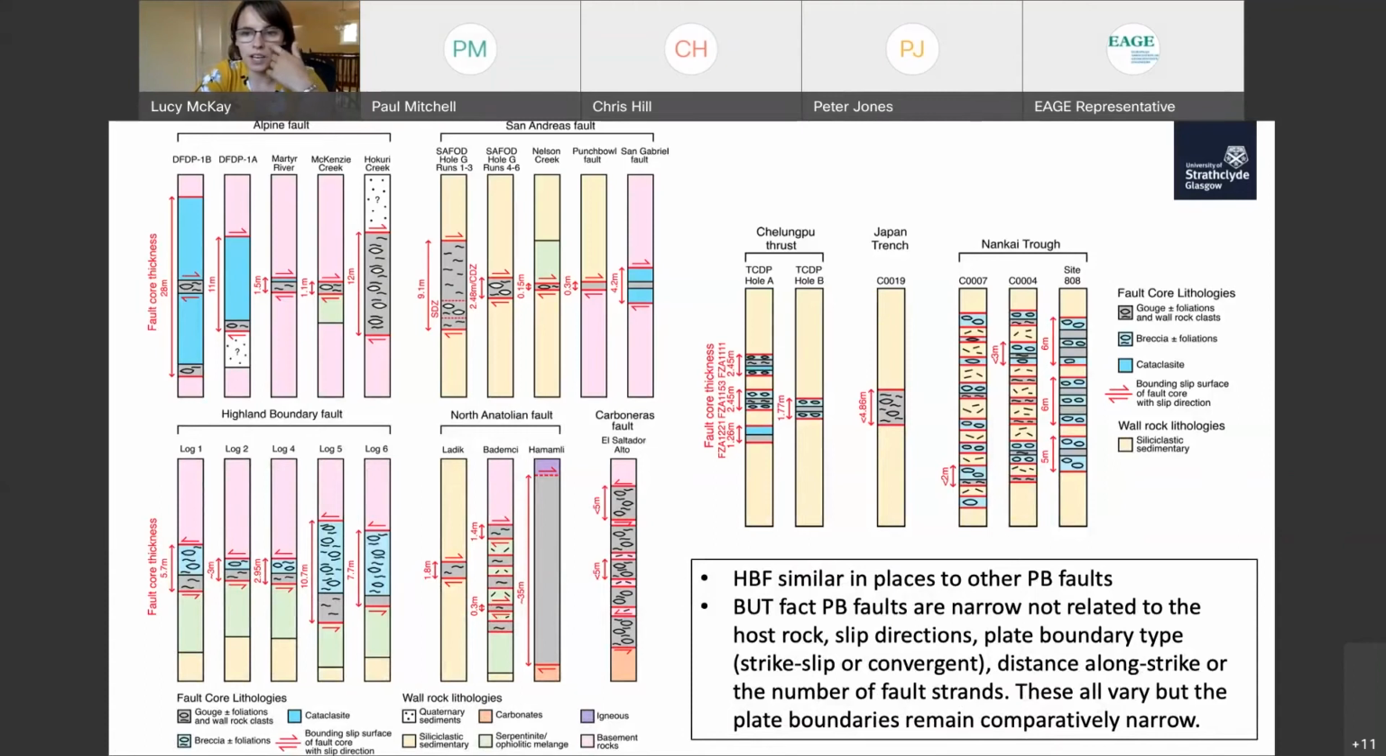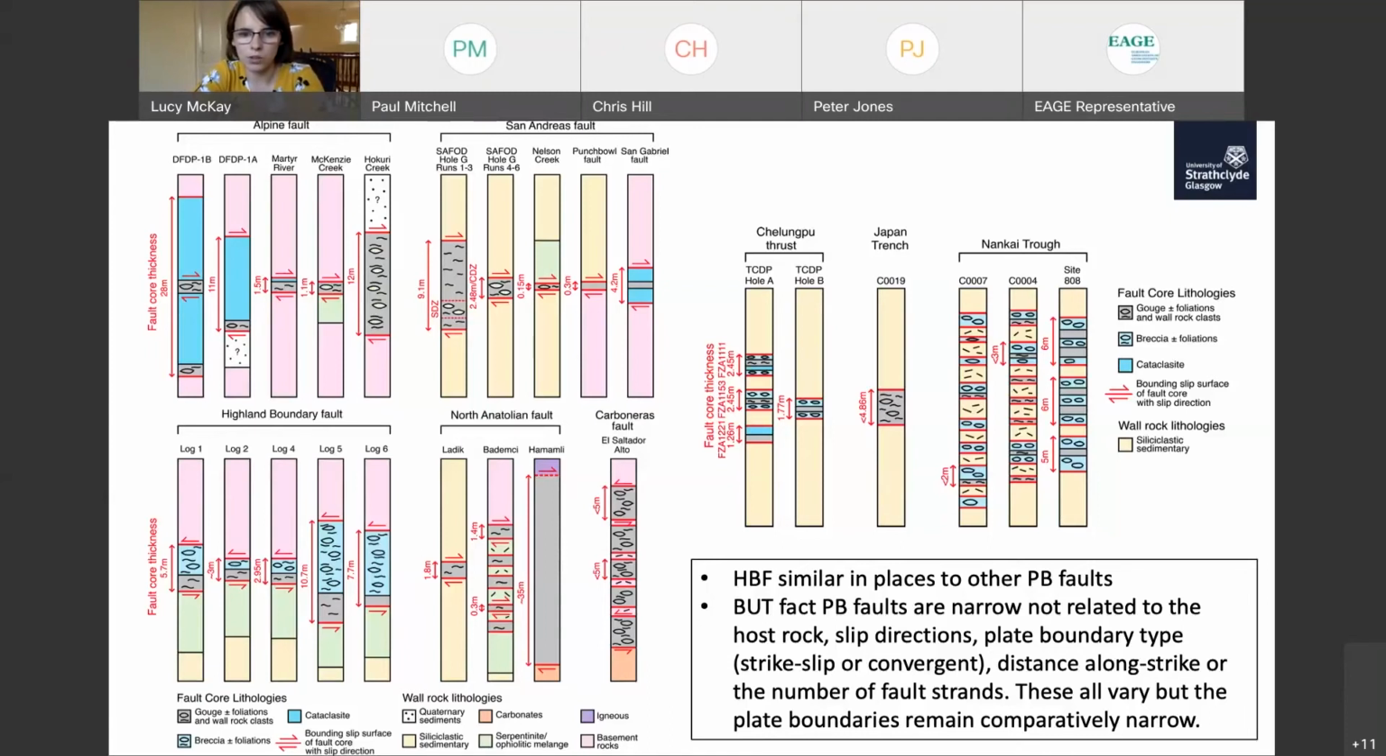So in places, the Highland Boundary Fault is similar to other plate boundaries. For instance, the red foliated chaotic breccia is comparable to the Seyfod clay that I showed at the beginning, in that it's composed of highly sheared foliated matrix that wraps around centimetre wall rock clasts that are parallel to the fault.